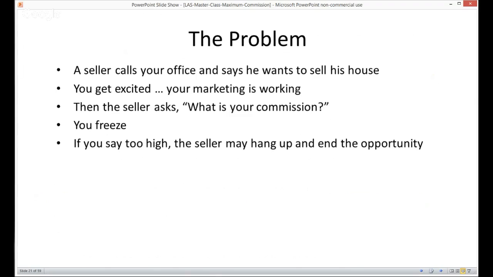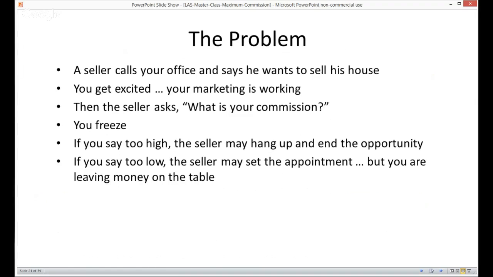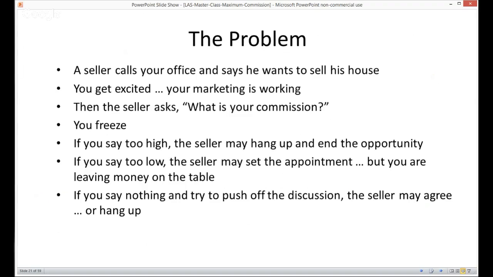They've done it to me. Boy, that's tough. If you say too low, the seller may set the appointment, but now you're leaving money on the table. You might be working for free. So if you say nothing and try to push off the discussion, which some people recommend, that's fine. The seller may agree to do that, or the seller may hang up. So that one's tough as well. It's a tough situation either way, right?